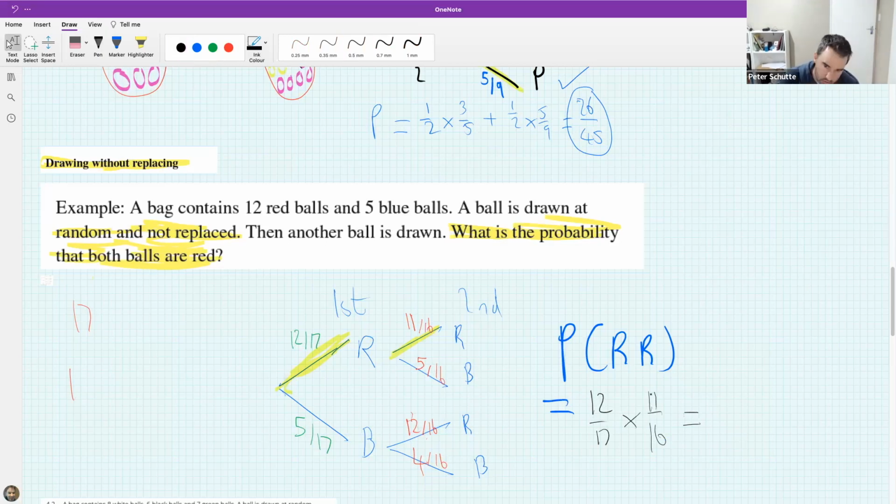So what I notice is I should get 33 out of 68. And so, yeah, that is how I would do it. So it's actually not so bad. When we call these dependent events or drawing without replacing, it's just the second throw that needs some adjustments.